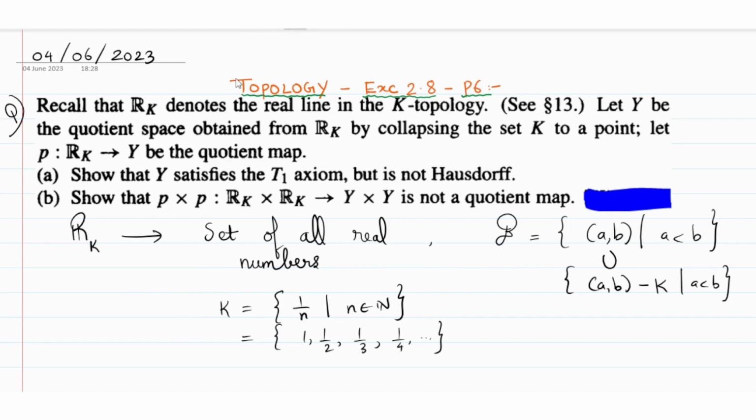So we have Y being the quotient space that is obtained by collapsing the set K to a point. Let's say that P of K is b naught, the point b naught. All the points in K map to the same point. Let's take only b in this quotient map.